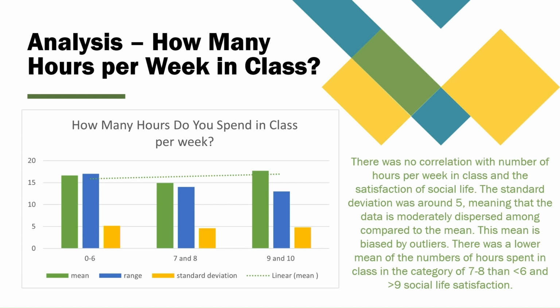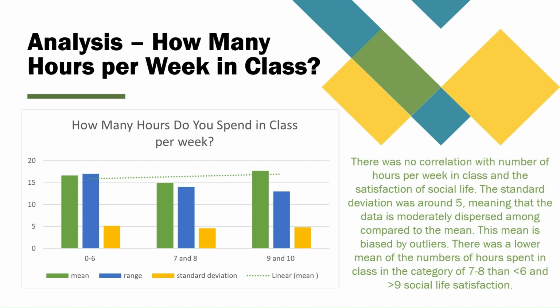And then the 7 to 8, they were lower at 15, an average mean of that. And so we didn't really see a correlation relating to the social life satisfaction with those. And so we saw that the standard deviation of these were around 5. So our data is moderately dispersed among the mean.